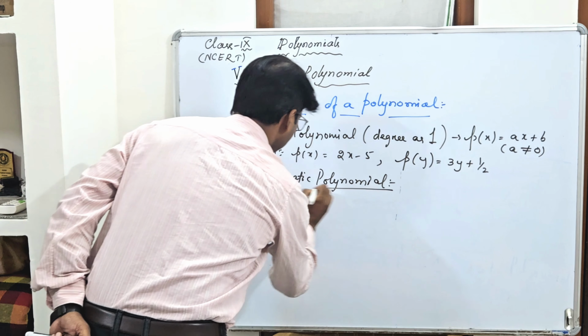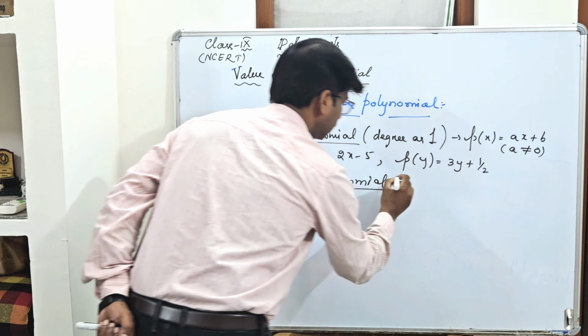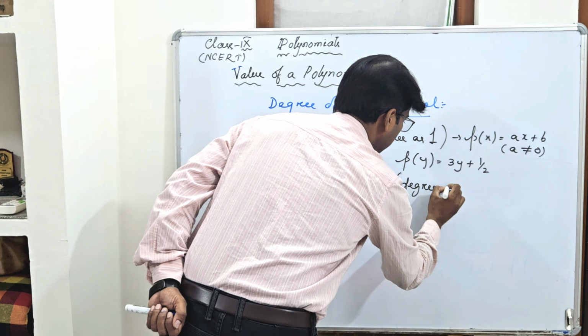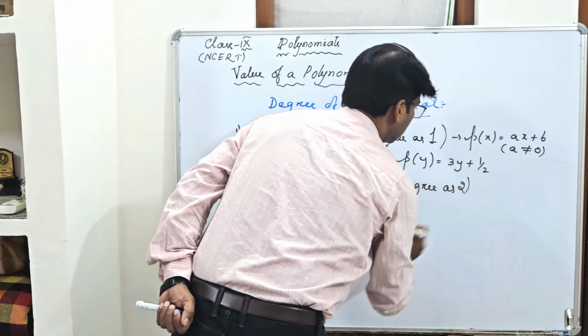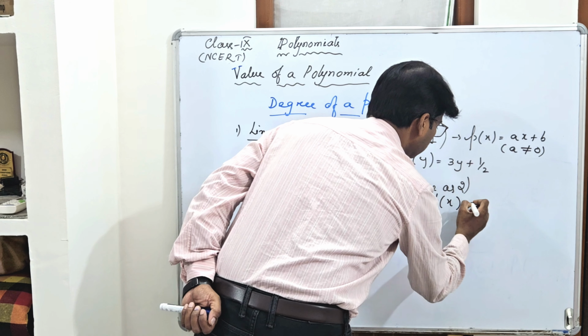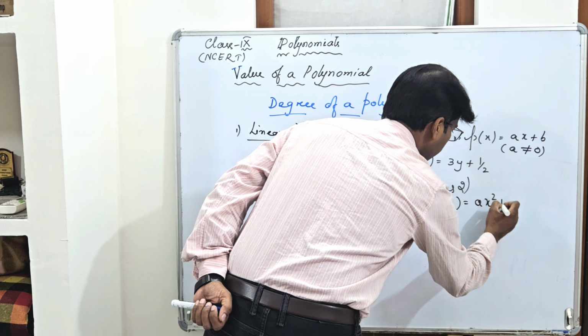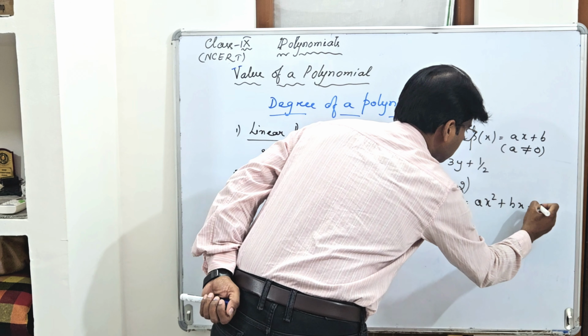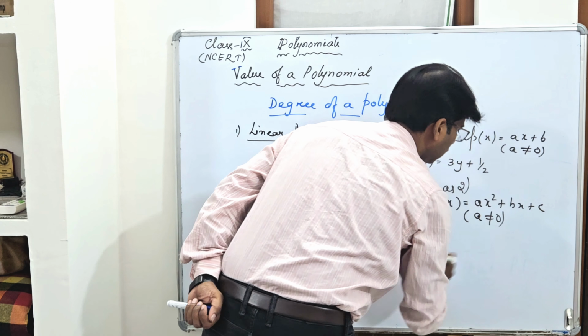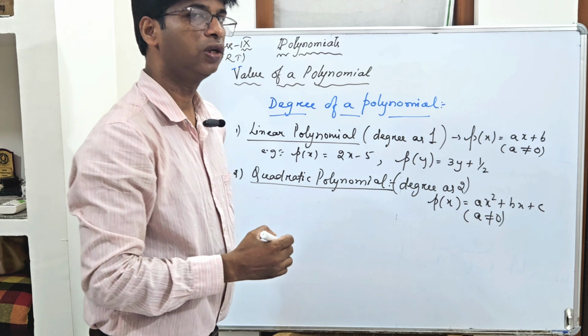So quadratic polynomial, degree is what? The degree is 2 here. Its general form will be like p of x is equal to ax square plus bx plus c. Here also a should not be equal to 0. And I hope you can understand why a should not be equal to 0.